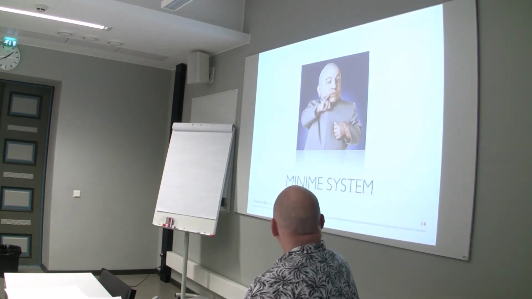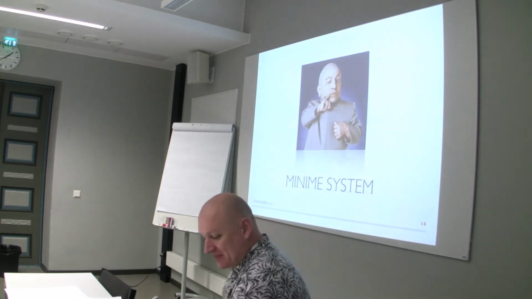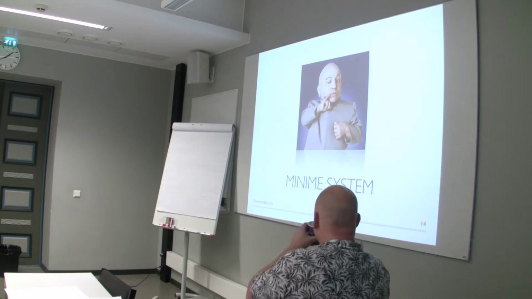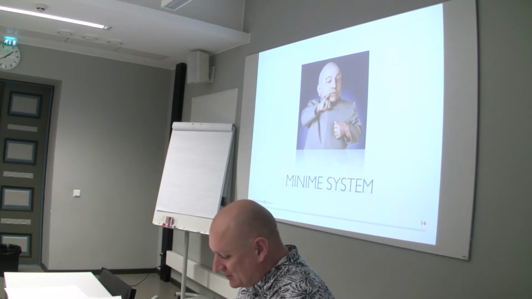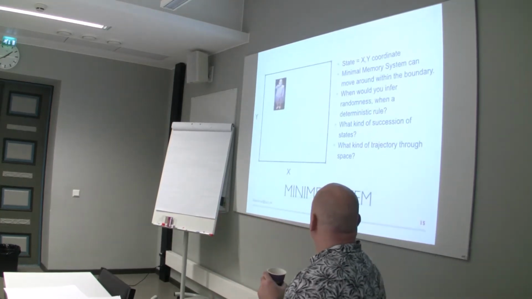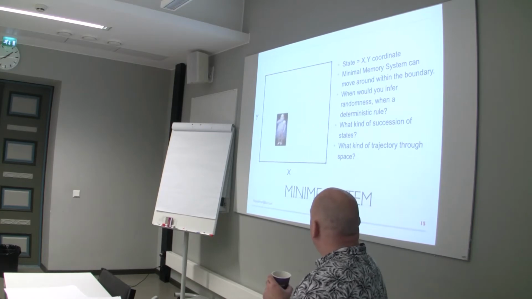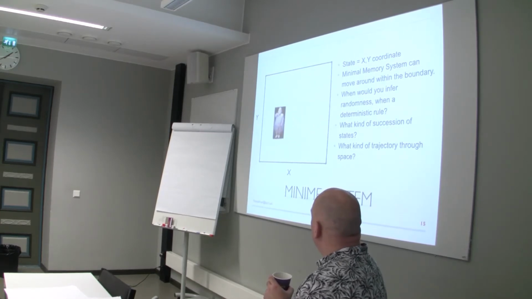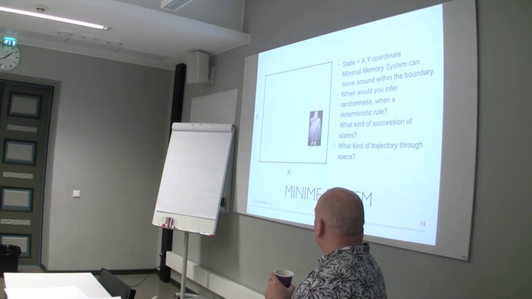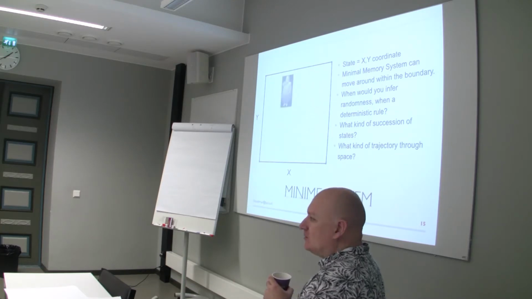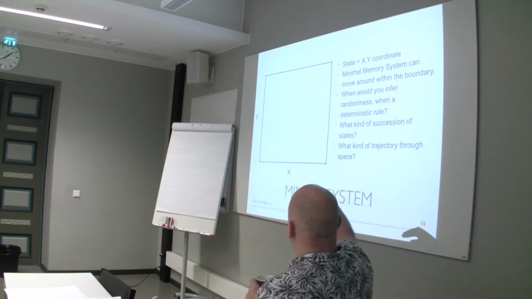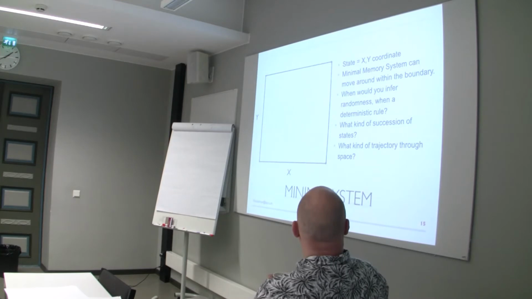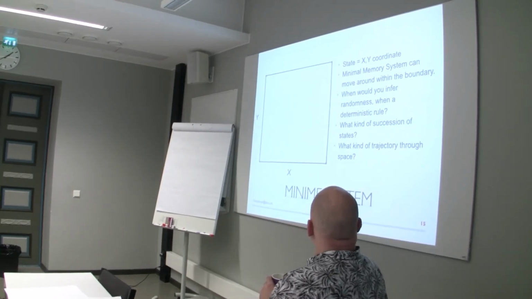So suppose you have a system that is called the mini-me system. This actually stands for minimal memory system. And this is just a robot that is located somewhere in a bounded area, and it can move around. Basically what it's doing is receiving new coordinates to move in, and these coordinates are selected, I don't know, by a computer or something, and it moves around in this two-dimensional space. Yeah, it can move around within the boundary.